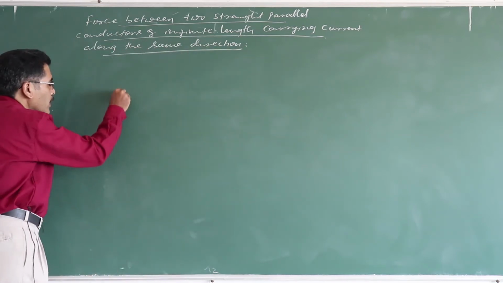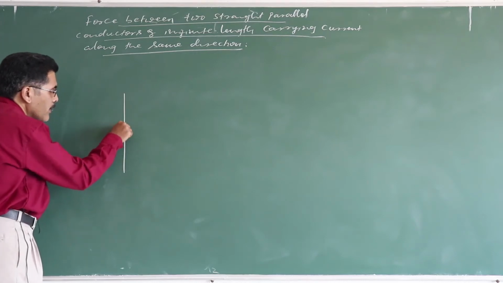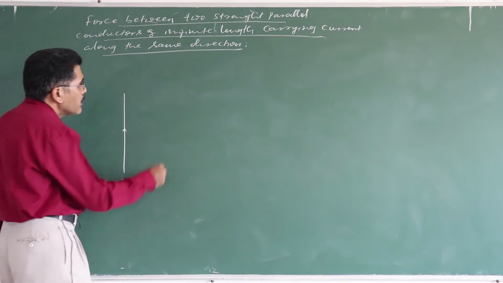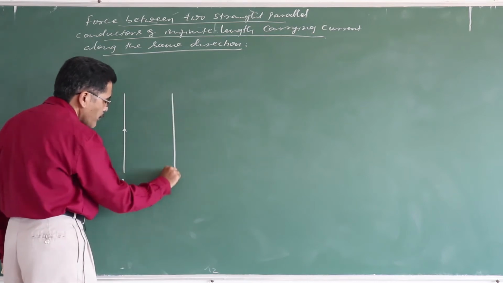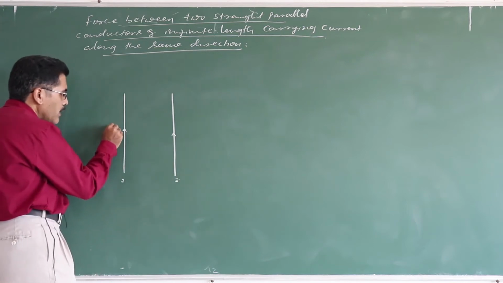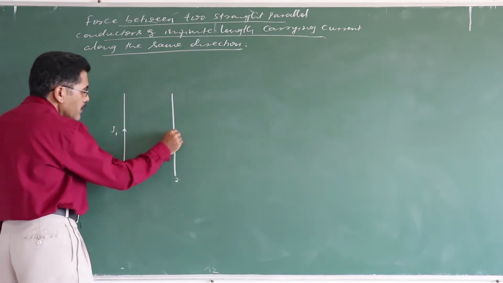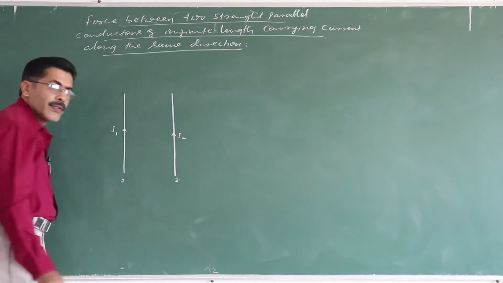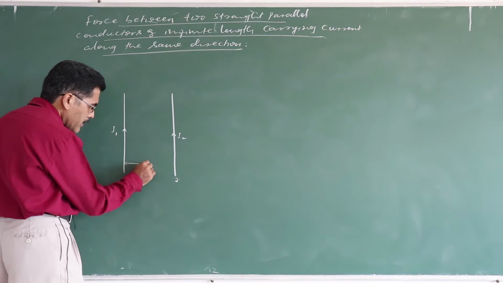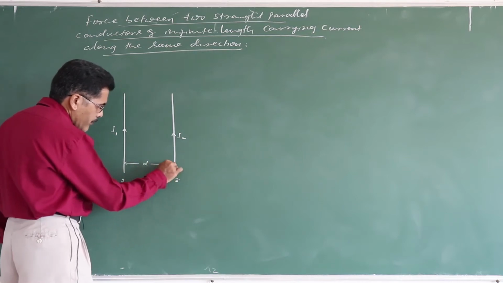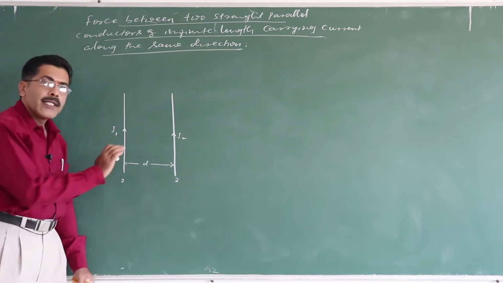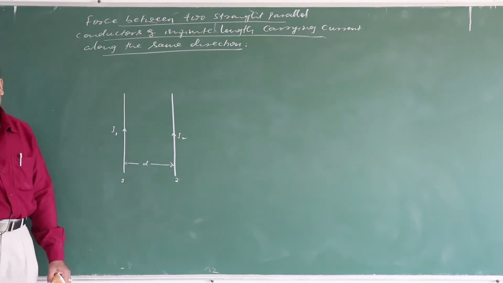Let me consider two conductors. This is conductor 1 and this is conductor 2. This is carrying current I1 and this is carrying current I2. These two conductors are separated by a distance d, in air, in free space, in air or vacuum.